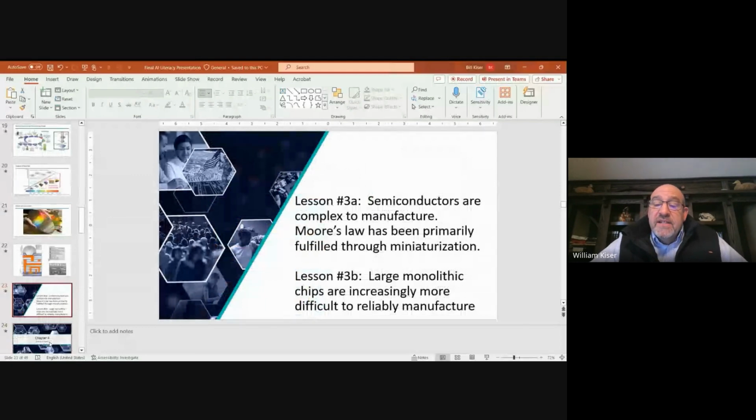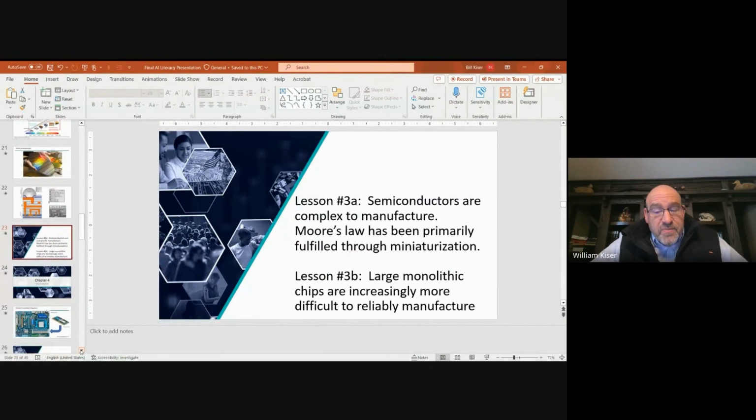So your take-home lesson from this is semiconductors are incredibly complex to manufacture. Moore's law has been primarily fulfilled through miniaturization, and large monolithic chips, as you can see, are increasingly more difficult to reliably manufacture. The smaller the chip, typically the higher the yield.